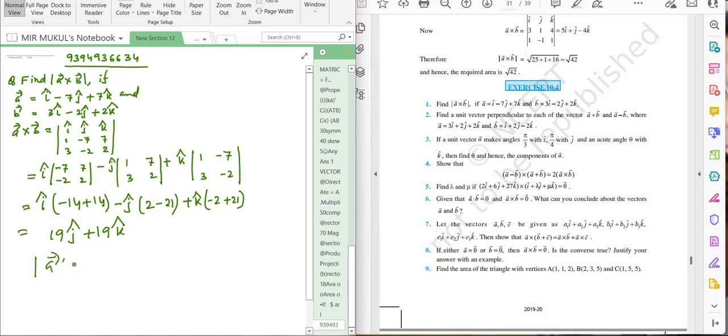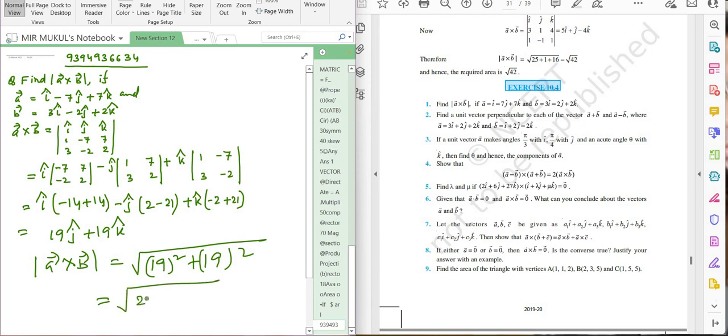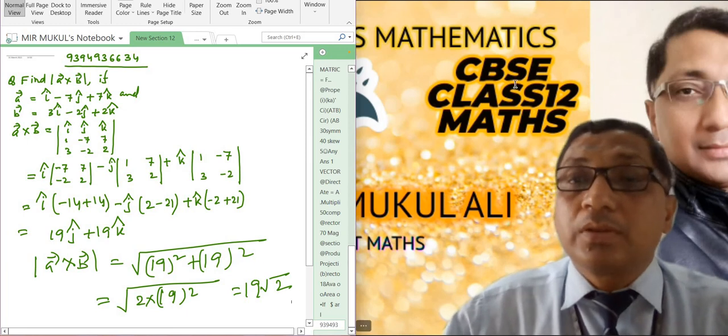After that we have to find its magnitude. Magnitude of A cross B equals root over 19 square plus 19 square. So this is 2 into 19 square, so 19 will be outside: 19 root 2. So I hope you understood.